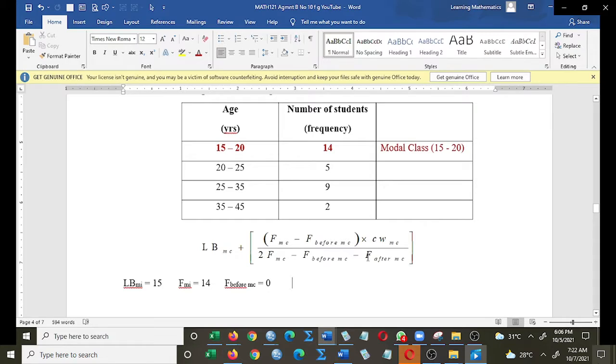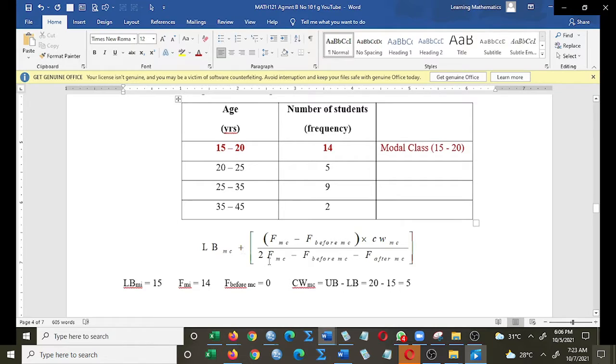We need the class width, or group width, which is the same thing. I repeat, class width and group width mean the same. And that will give us how much? We calculated it already. No, that's a new one, right? That's 20, the upper boundary, minus the lower boundary. So that will be 20 subtract 15. So we get the same 5.